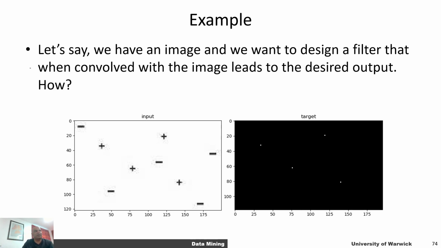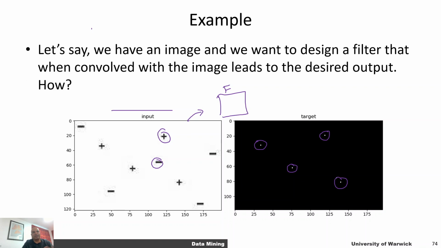Let's say we've got this as an input image. It's a very simple image. All of it is white, and then we have pluses and minuses at different locations. Our goal is to identify these pluses and produce an output target image by convolving this input image with a filter that is not known to me, so that the output image produces these dots at the locations where we have those pluses.